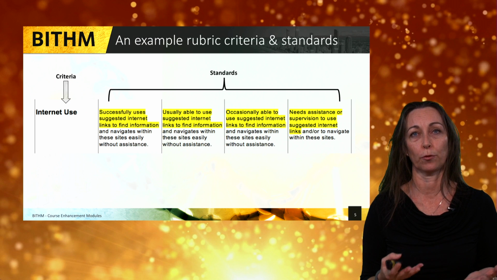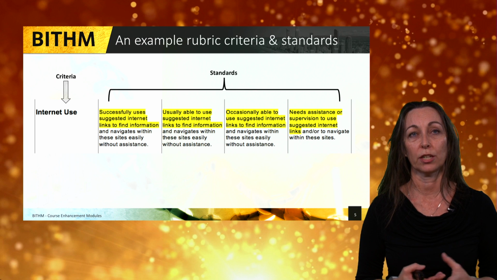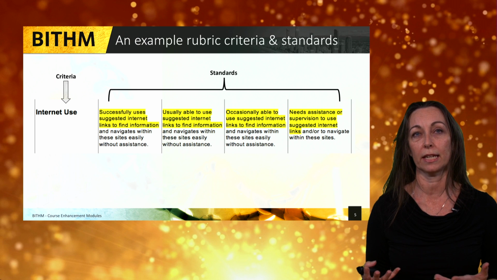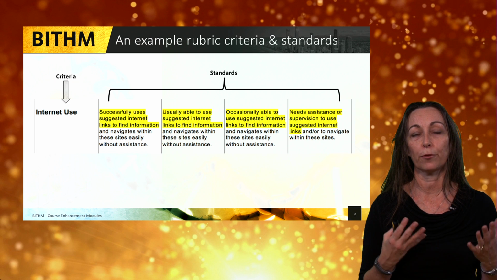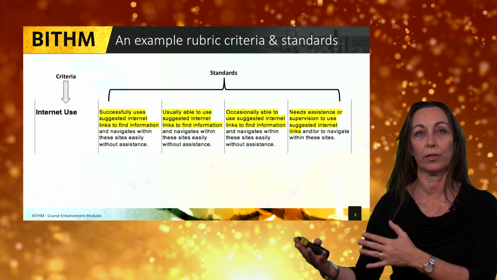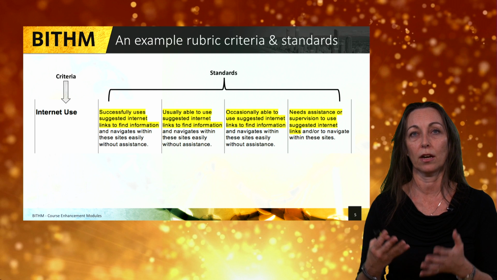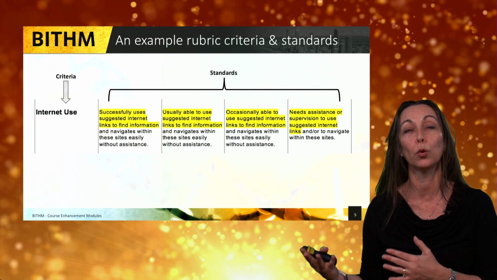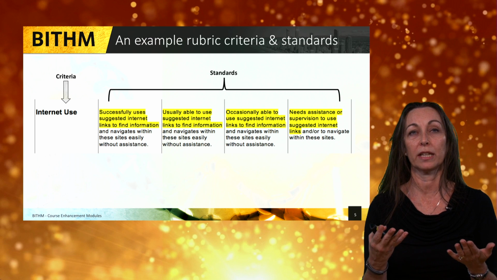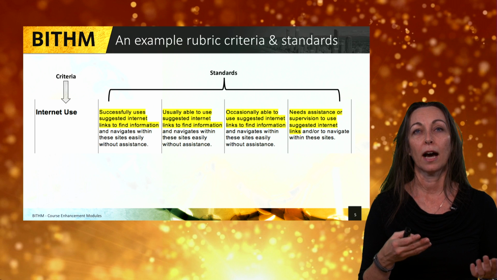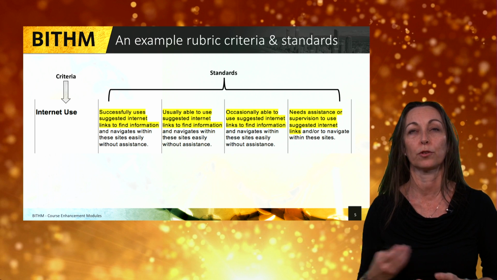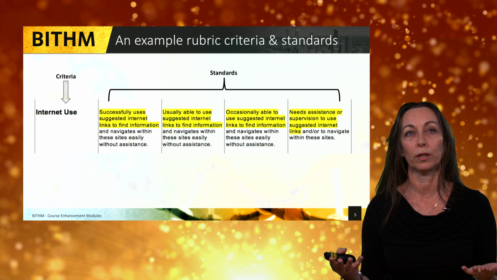So here's an example of a rubric. There's criteria you can see on the left there, which is internet use, and then the standards relate to this. So we've got 4 standards here, and you can see that for each one of the standards, it is the same criteria that is linked right the way through. We just have different standards of this particular aspect that we're looking for across this particular criteria. So for example, there we can see successfully uses, usually able to use, occasionally able to use, and needs assistance for use. So this is the kind of thing that we're looking for.